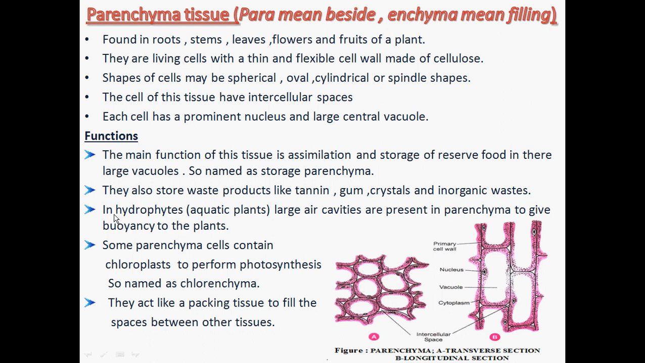Even this tissue helps to give a certain kind of buoyancy to the aquatic plants, to the hydrophytes. Large air cavities are present in the parenchyma tissue, which gives the buoyancy to the plants. Buoyancy means the upward force which is exerted on the plants, so that these aquatic plants or the hydrophytes float in the water.